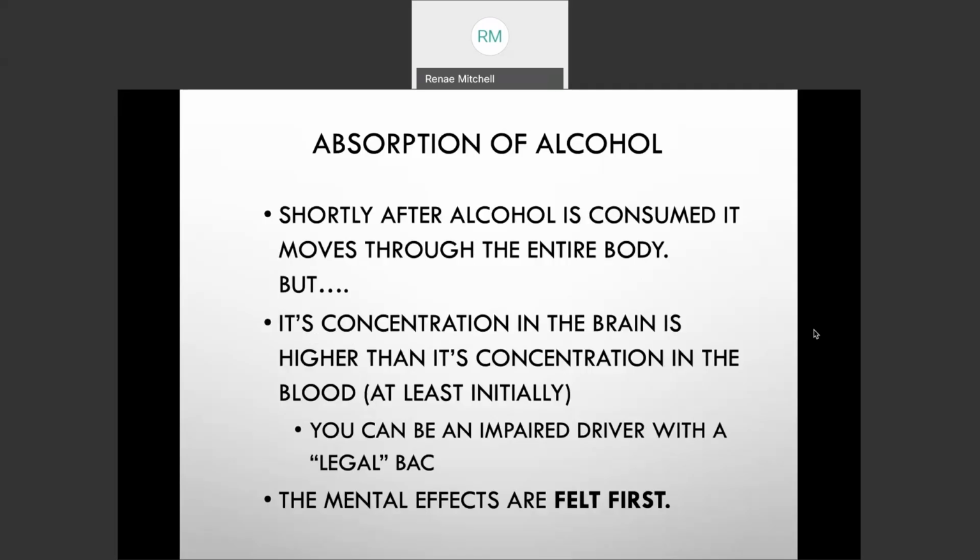And so typically, the first sensation that occurs from alcohol intoxication is a mental impact. That's what someone notices first before any kind of physiological or physical impairment.